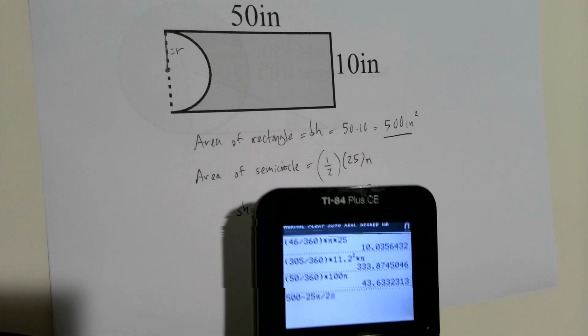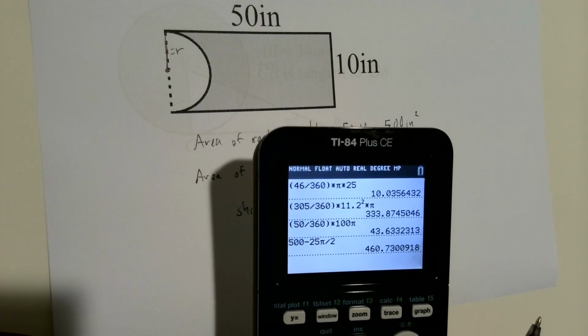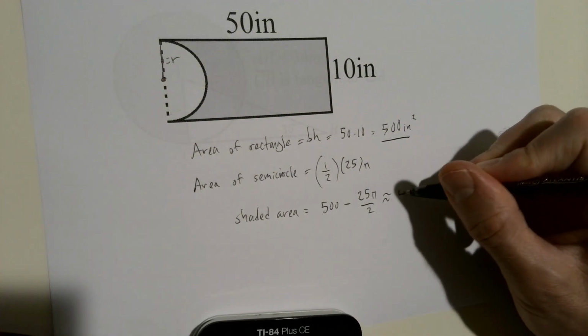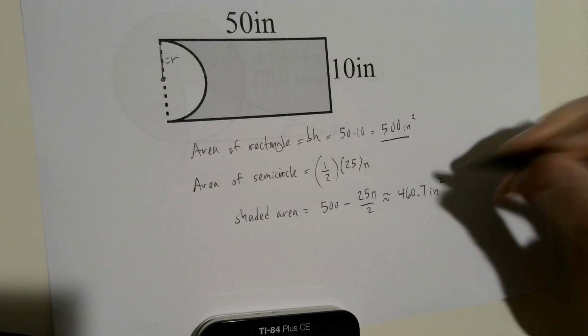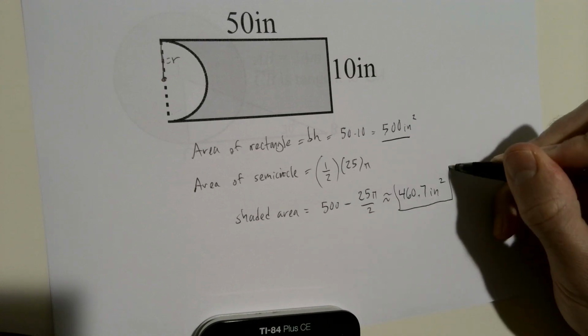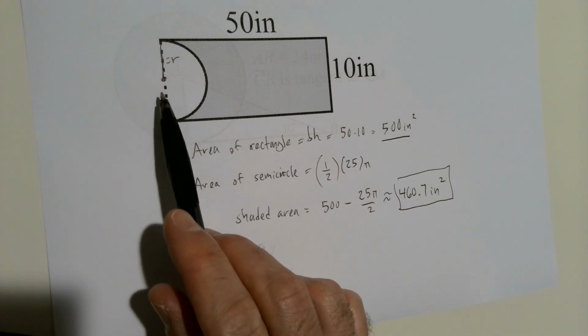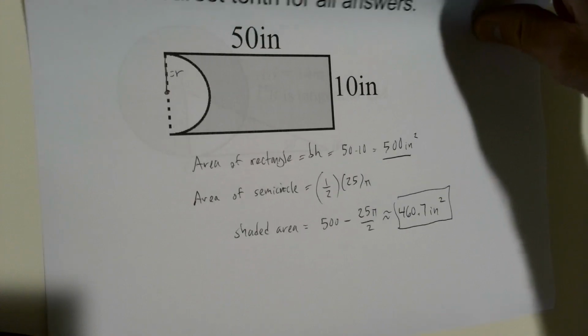Alright, so it should look like that. So about 460.7. And make sure we have inches squared on there. Alright, that one's pretty straightforward because there wasn't a whole lot of work coming up with the angle of rotation. Let's take a look at this next one.